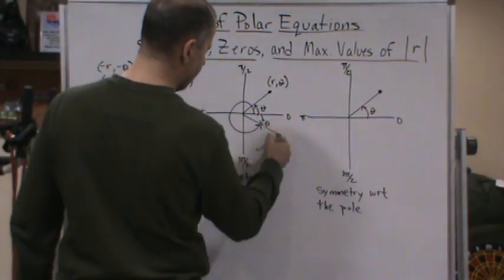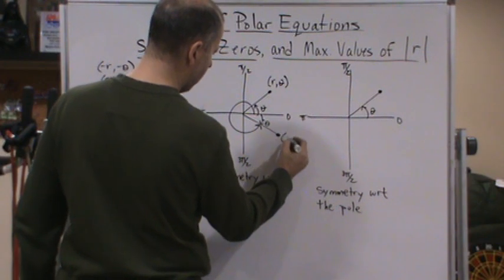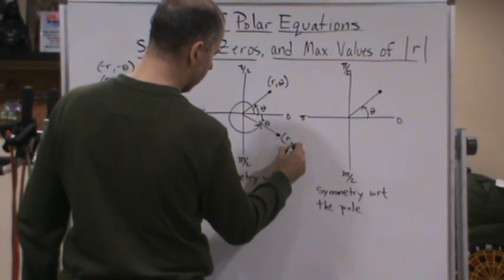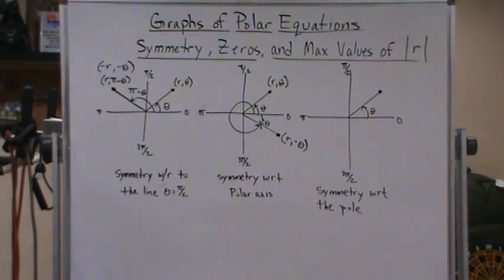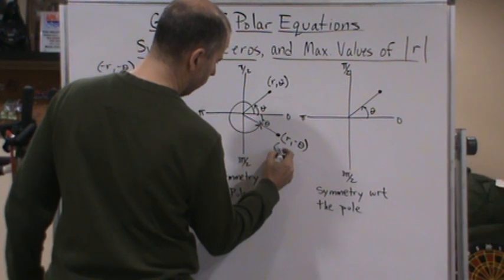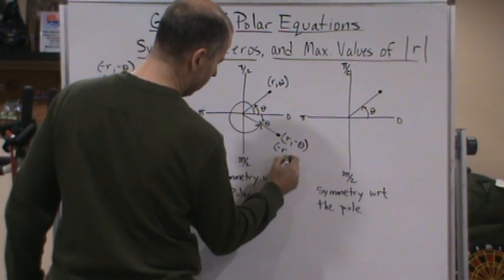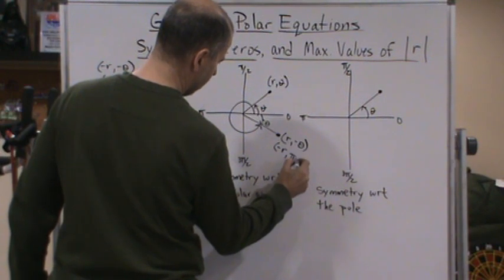So in this case, if there's a point here, there would be a corresponding point that we would plot over on r comma negative theta. Or we could do what? Negative r comma what? Pi minus theta.